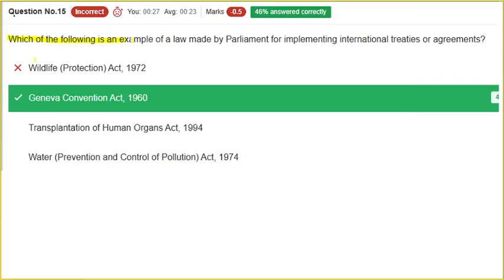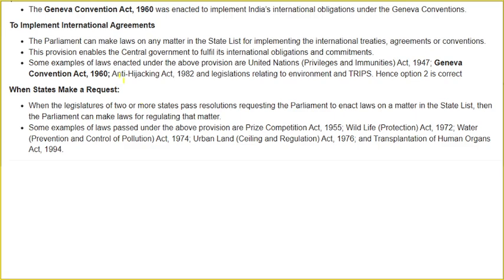Which of the following is an example of a law made by Parliament for implementing international treaties or agreements? Geneva Convention Act 1960. The Geneva Convention Act 1960 was enacted to implement India's international obligations under the Geneva Conventions.